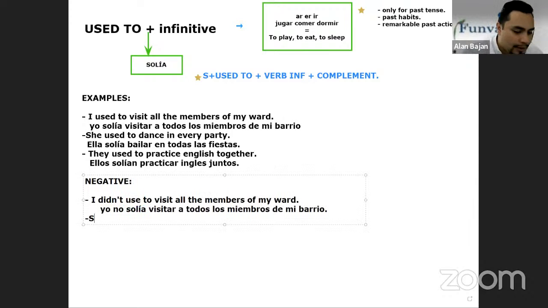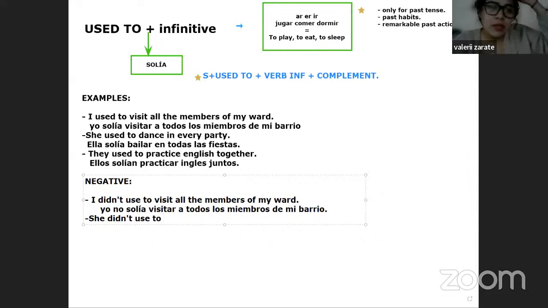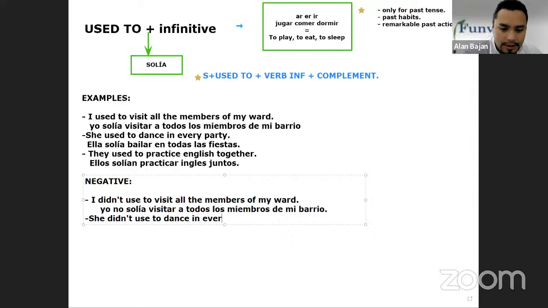Next one. She didn't. She didn't. Teacher, can you repeat this rule, please? The rule? What's the rule? Well, lo de use. The use? Okay, just let me finish this example. She didn't use to dance in every party.